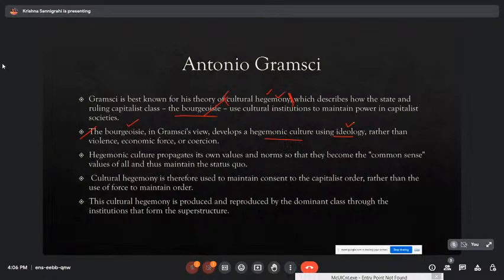Through them, they are doing a kind of brainwashing of the individuals in the society, and without any violence or economic force or coercion, they are influencing people's minds. So, hegemonic culture propagates its own values and norms so that they become the common sense values of all and thus maintain the status quo.